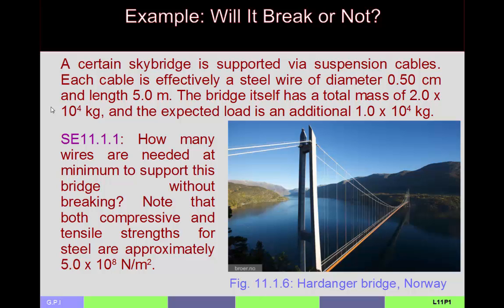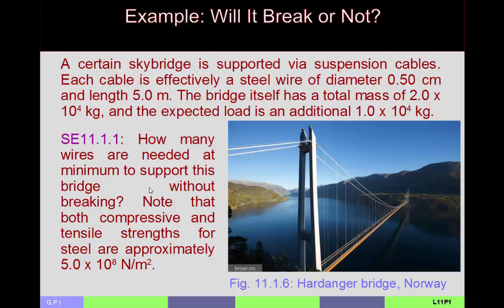You have a certain sky bridge, and it's being supported by suspension cables. So here is a bridge that's being supported by suspension cables. Sky bridge usually means it's running between two buildings. What you have, though, is when you have a suspension cable, basically it means that you have a steel wire of some diameter and some given length, and then the bridge itself will have some mass and some expected load mass.